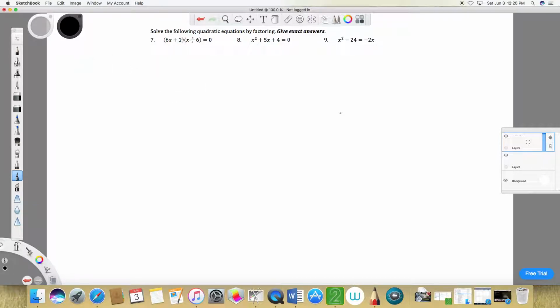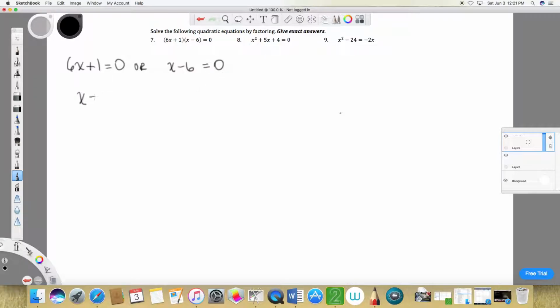So here you have the zero product theorem that says if you have a list of real numbers whose product is zero, then at least one of the factors in the list must be zero. So this splits into two equations. Either this 6x plus 1 represents 0, or the x minus 6 represents 0.